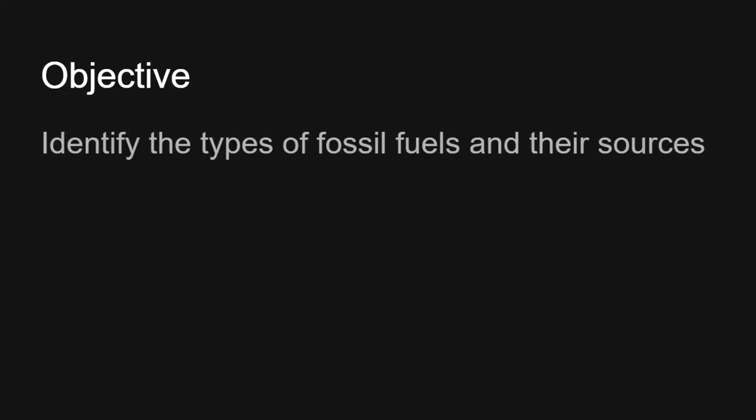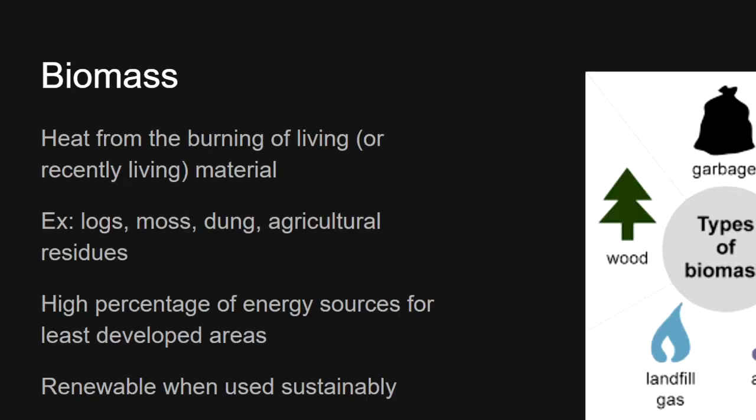Okay, so our objective today is to identify the types of fossil fuels and their sources, and we're going to start out with biomass. So biomass is anything that was living or once living material, and we burn that and we get heat and energy and light from that. Examples of things that are biomass are things like logs, moss, dung, agricultural residues like leftover material from crops.